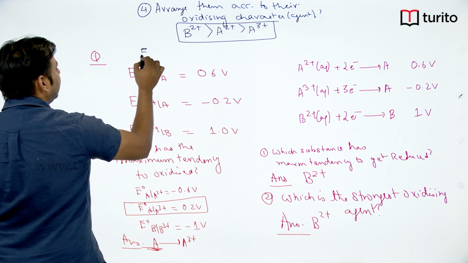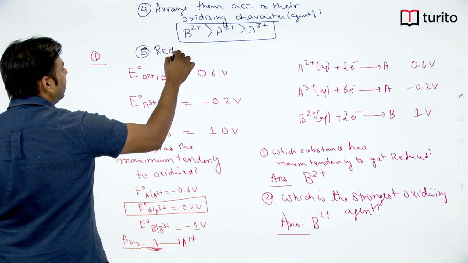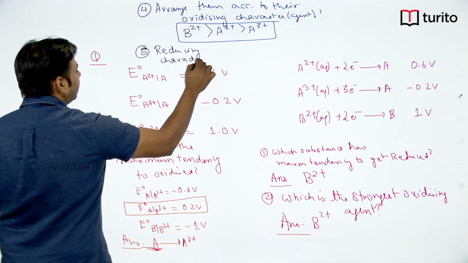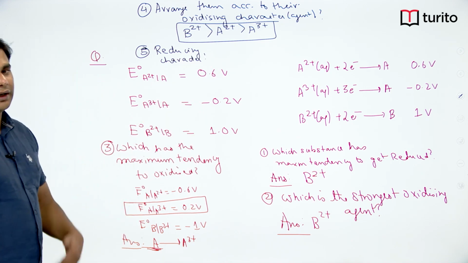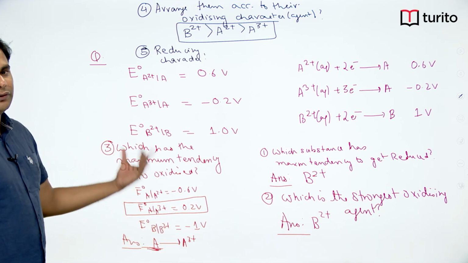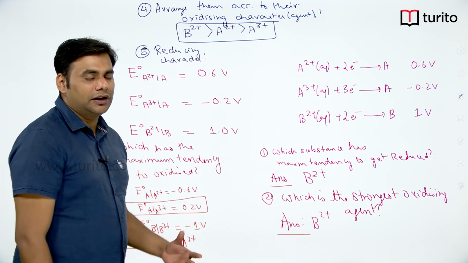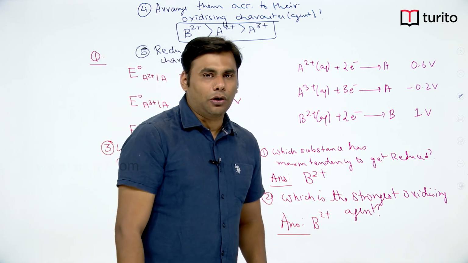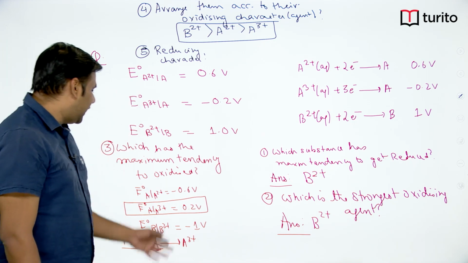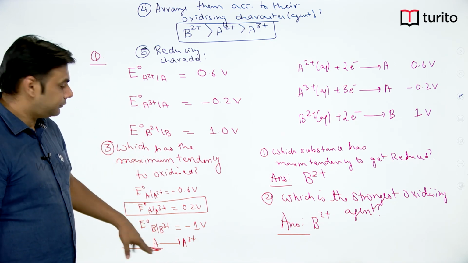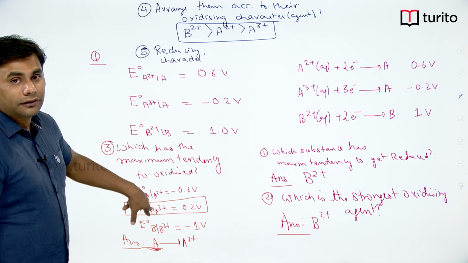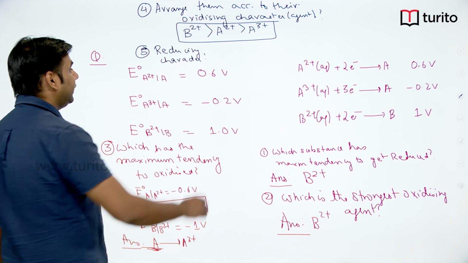Now if you want to arrange them in their reducing power, or in their reducing character, to act as a reducing agent, they need to undergo oxidation. So the substance which is having the maximum oxidation potential will have the maximum tendency to get oxidized, and will act as the strongest reducing agent. So you can see that the tendency to get oxidized was maximum for A changing into A3 plus.